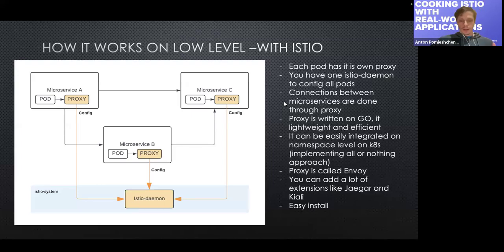It implements an all-or-nothing approach. You need to install it to your cluster, then mark your namespace with a special label, and Istio will be added to all pods that are created inside this namespace. So it's better not to have one pod with the Istio proxy and another pod without it. It's all or nothing per namespace.